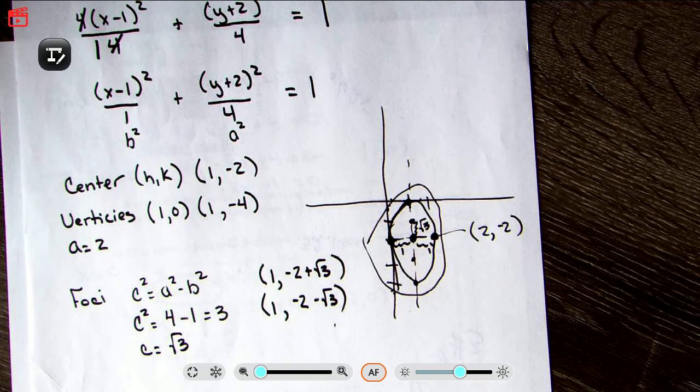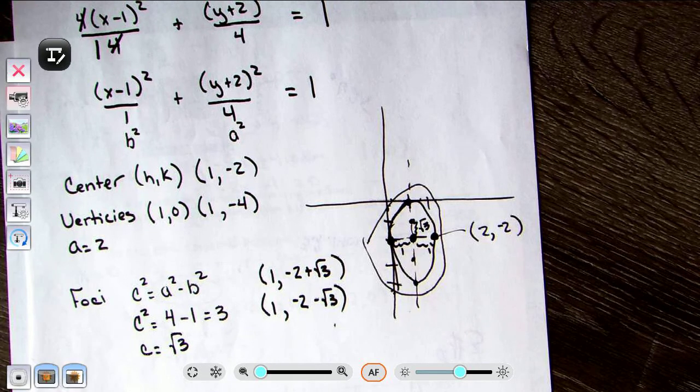In the next videos, we will be looking at the hyperbola, which is a little bit more complicated than the ellipse, which is a little bit more complicated than the parabola. But we'll do that in the next video.